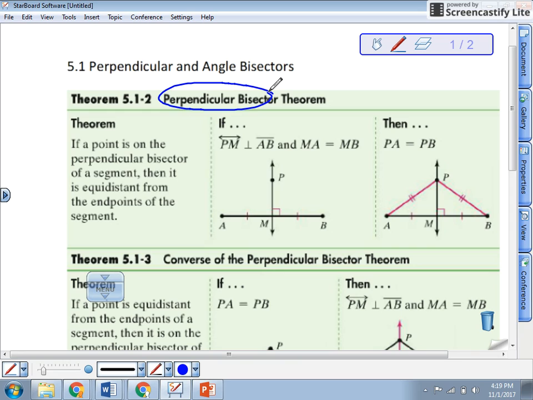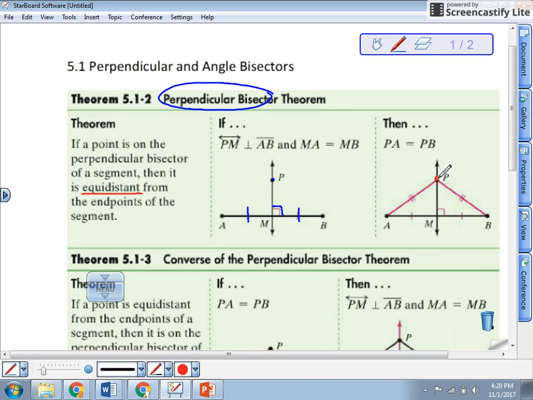It says if you have a segment, and PM is perpendicular to AB, you can see our little right angle symbol right there. And if the distance from MA to MB is equal, then we know that any point on this segment is going to be equidistant. That's what the word equidistant means: equidistant from the endpoints. So this point right here, P, is on the bisector. Any segment you draw to the endpoints will be equidistant.